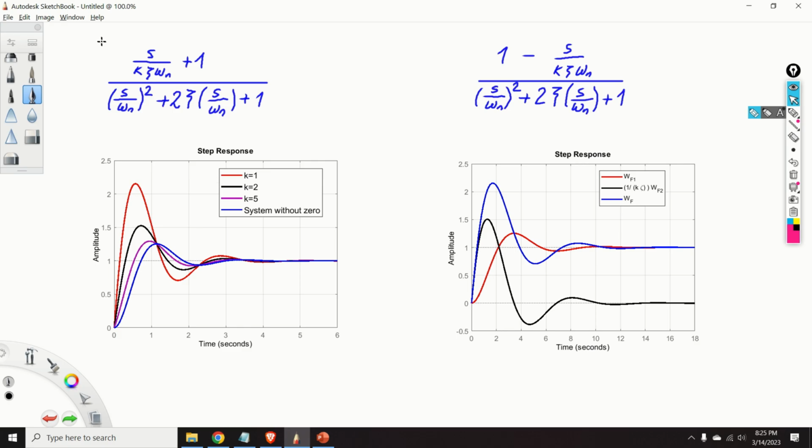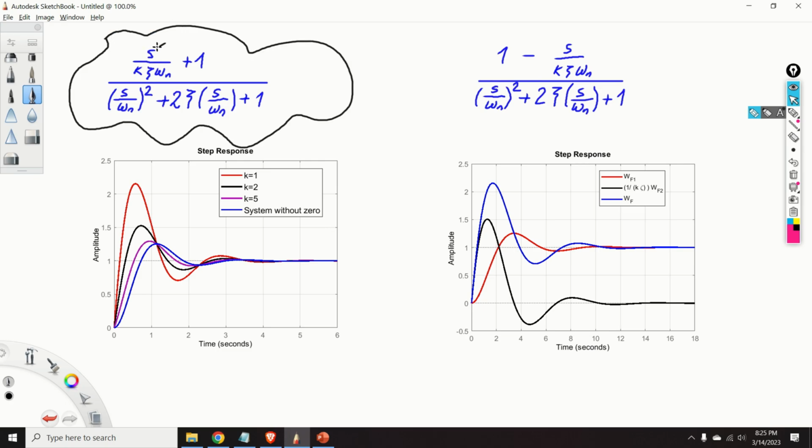For example, over here you can see a prototype of a transfer function. Zeros are simply zeros of the numerator. If this zero is close to the poles of the transfer function, then the overshoot of the transient response that you can see over here will be dramatically increased.